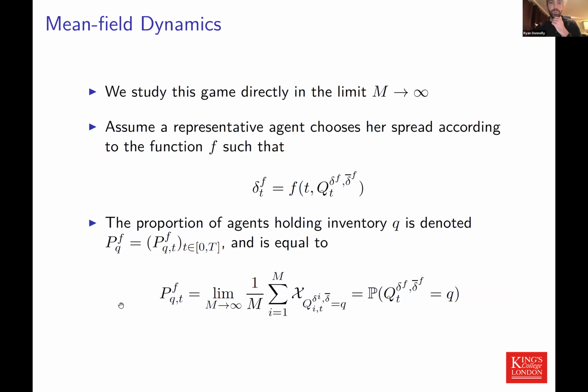Okay, so the next thing we want to do is write down the dynamics of this process P, because this quantity P, along with the feedback strategy delta, will determine delta bar. If I know what proportion of agents are at every inventory level, and if I know what the pricing strategy is according to the inventory level, then I can use these two things together to compute what the average spread is that's being quoted in the market at any point in time.